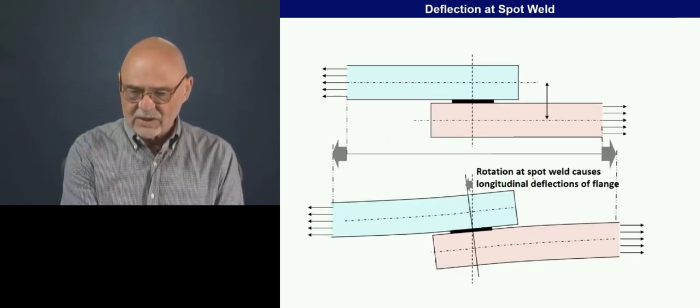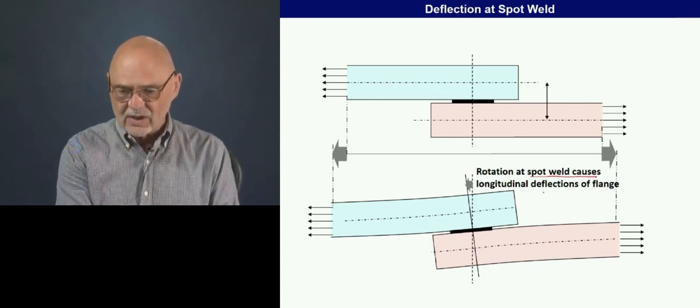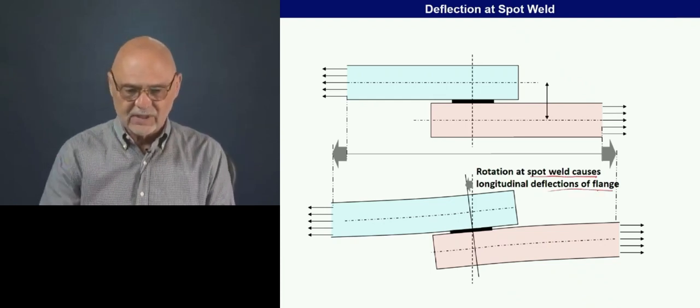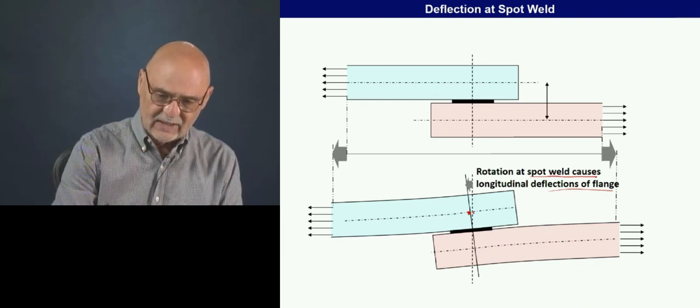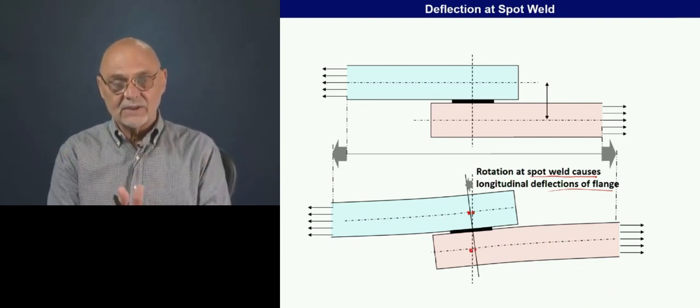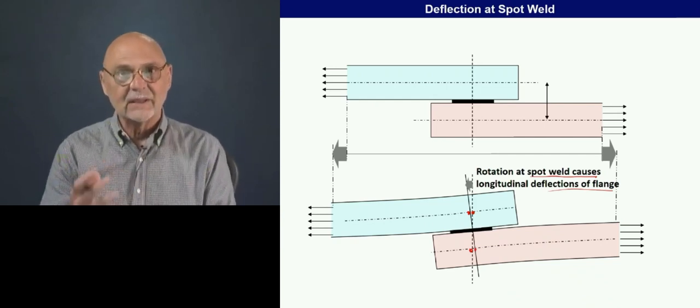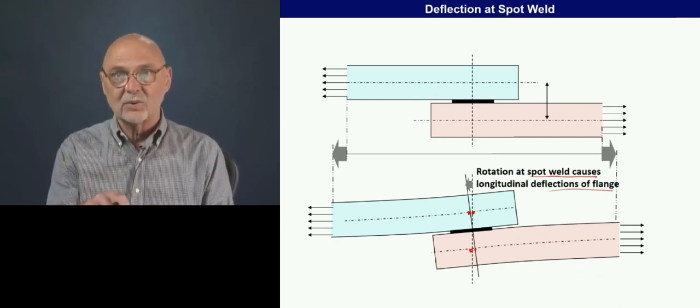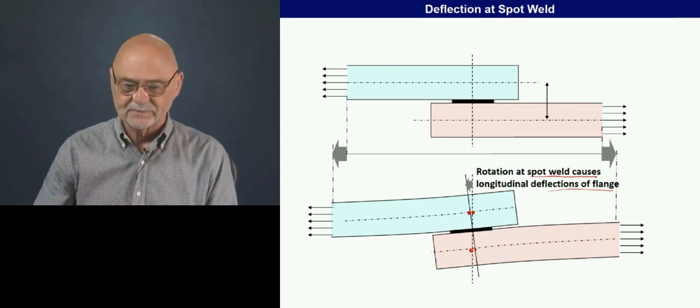Okay, so again, the rotation of the spot welds causes longitudinal deflections at the flange. So that's this and this and this and this. So the flange is kind of moving against itself. It adds an additional flexibility into our structure that we didn't know we had.